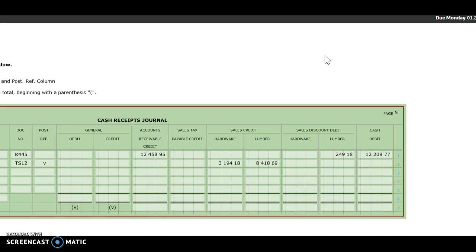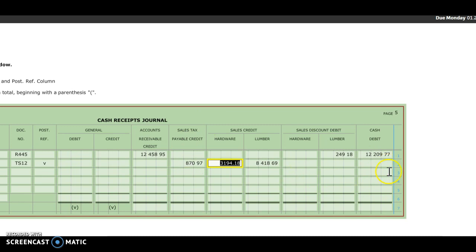And then it tells us in our directions that our sales tax is 7.5%. So once I add those two sales credits together, we get $11,612.87. I'm going to multiply that times the 7.5%. And so that's going to give me a sales tax. We'll round up again.